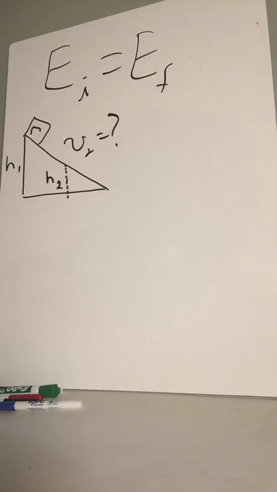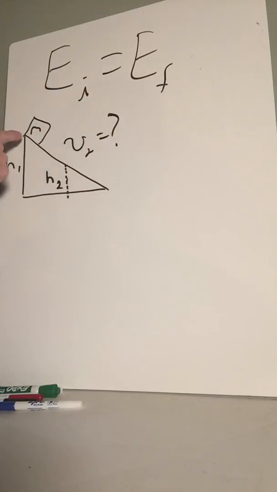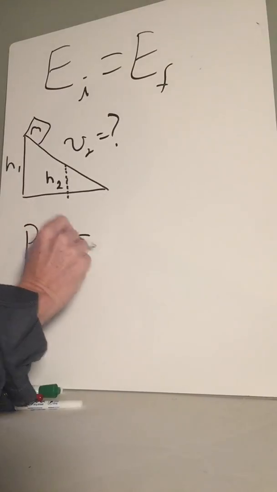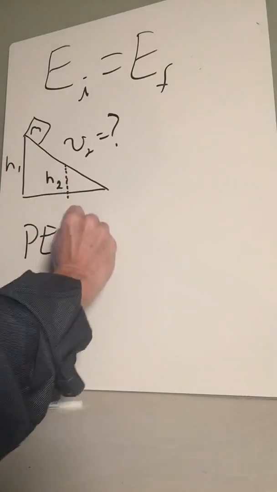Alright, so this is what I do. I set it up. Energy initial equals energy final. So in this case, the first condition is just potential. But look down here. It's at this point. It has a height, so we have to count the height.